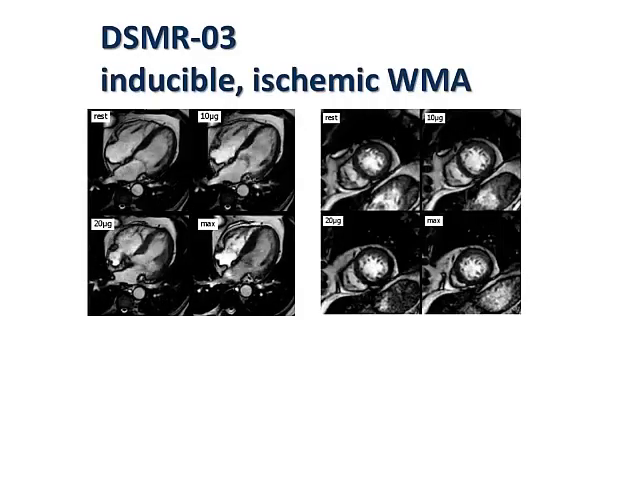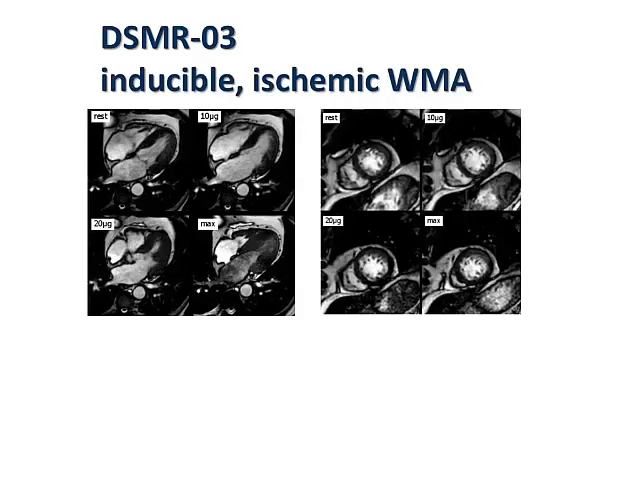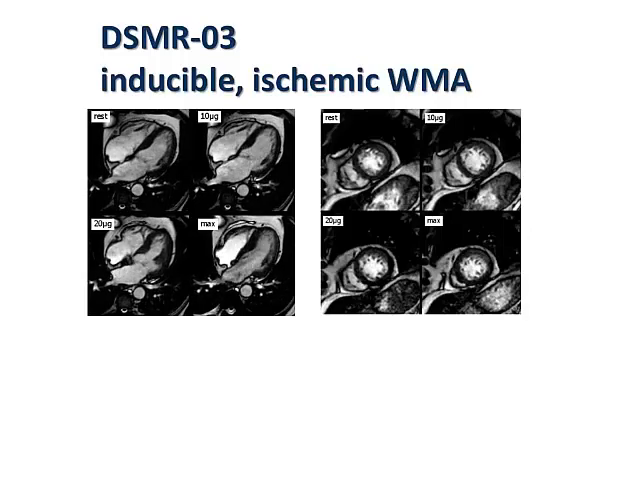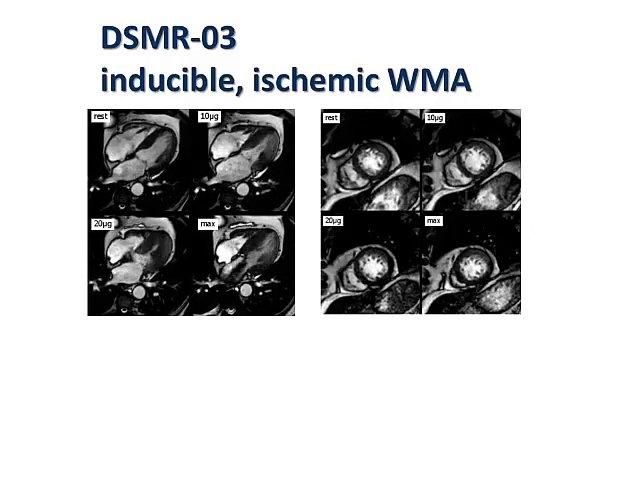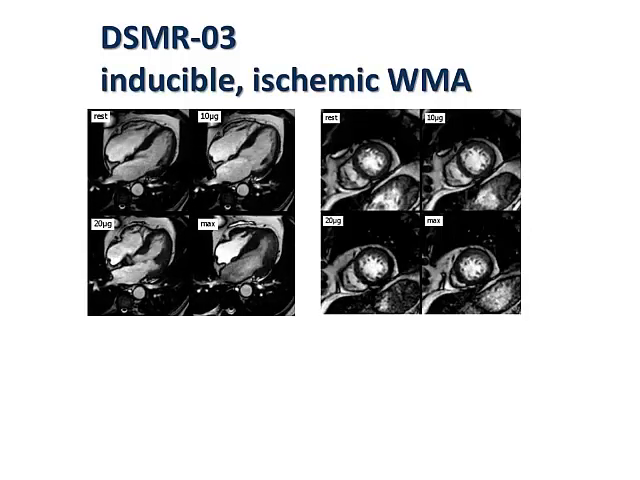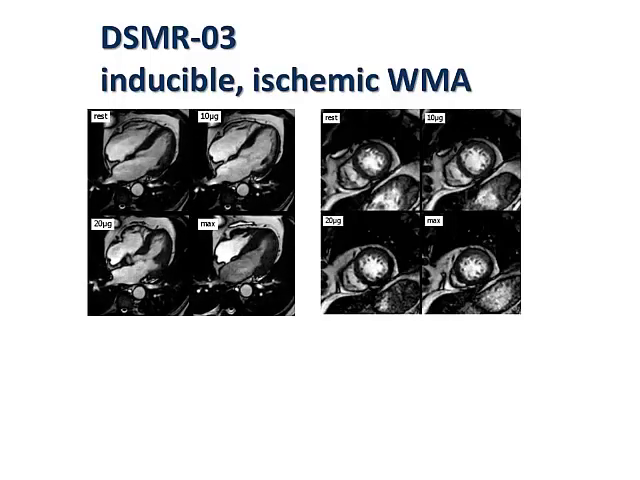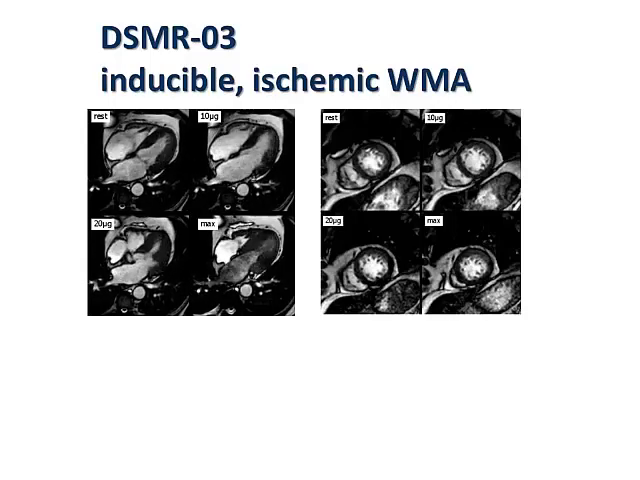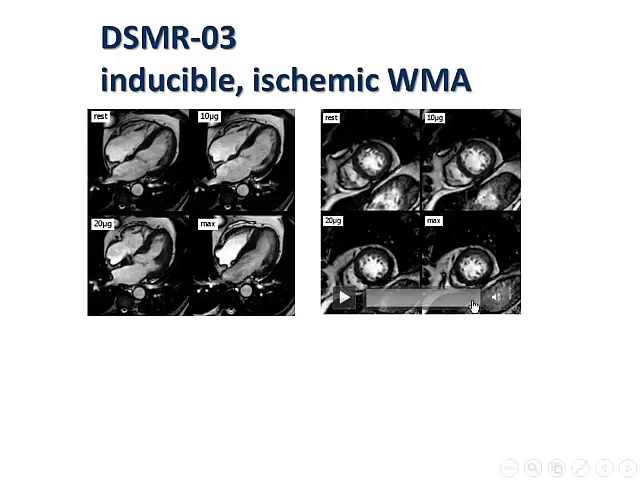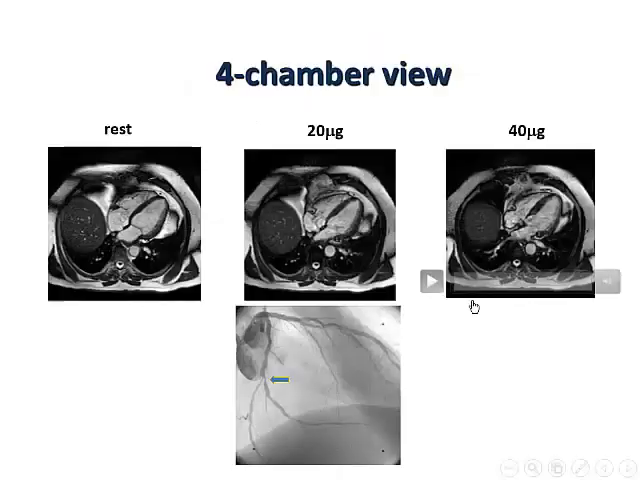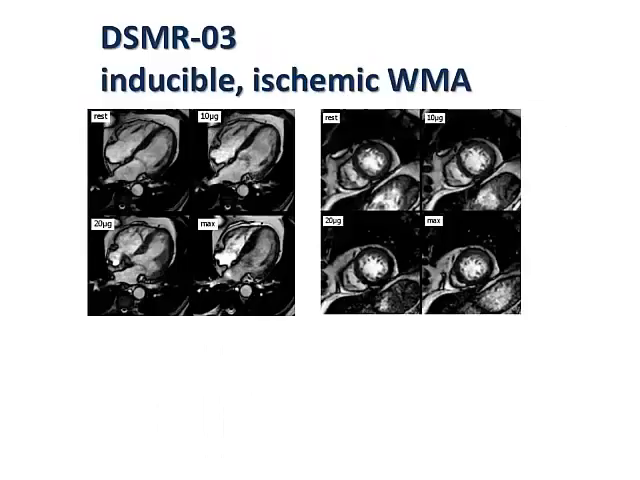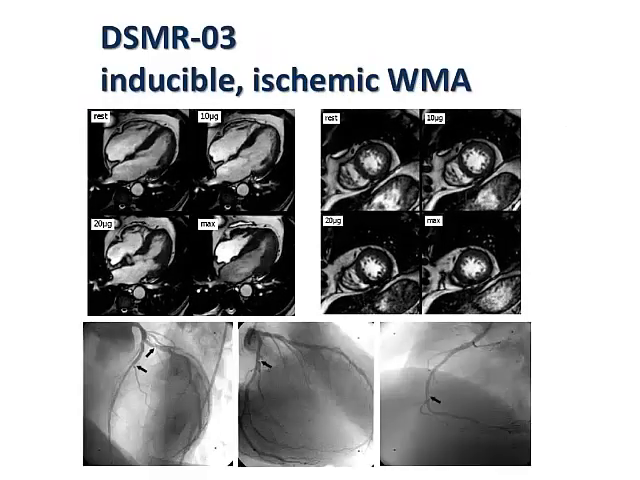Another example of dobutamine stress MRI, that is the rest imaging. The contractility improved by increasing the dose of dobutamine. At high dose dobutamine, we see wall motion abnormality, and we can see mitral regurgitation. Using the short axis, we can also see the wall motion abnormality.